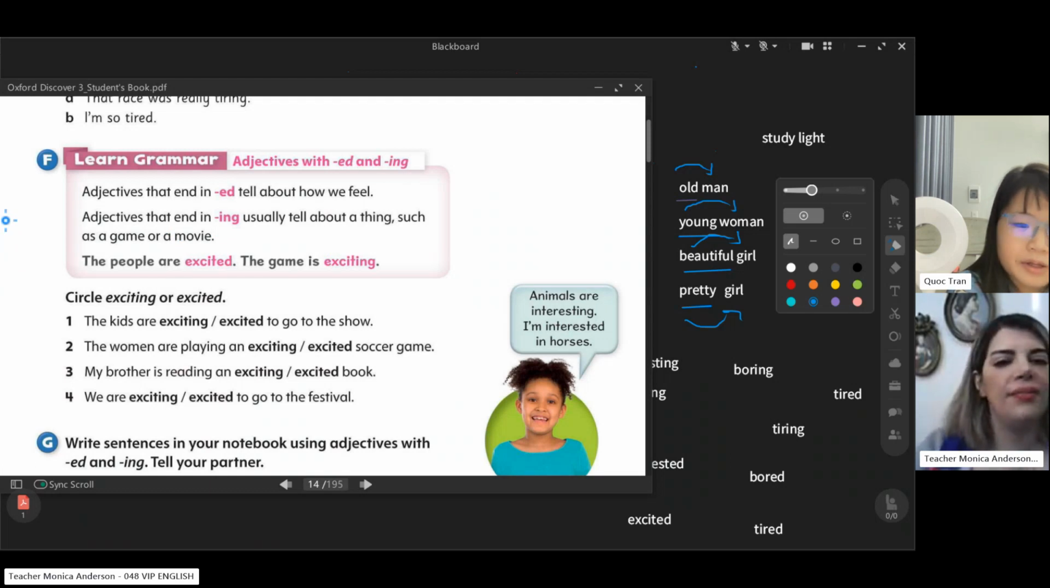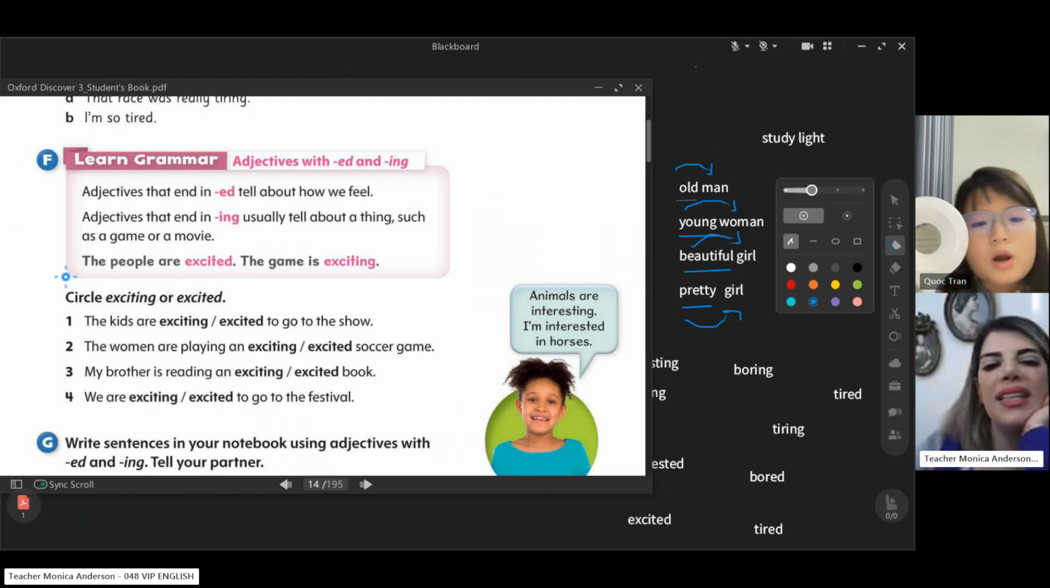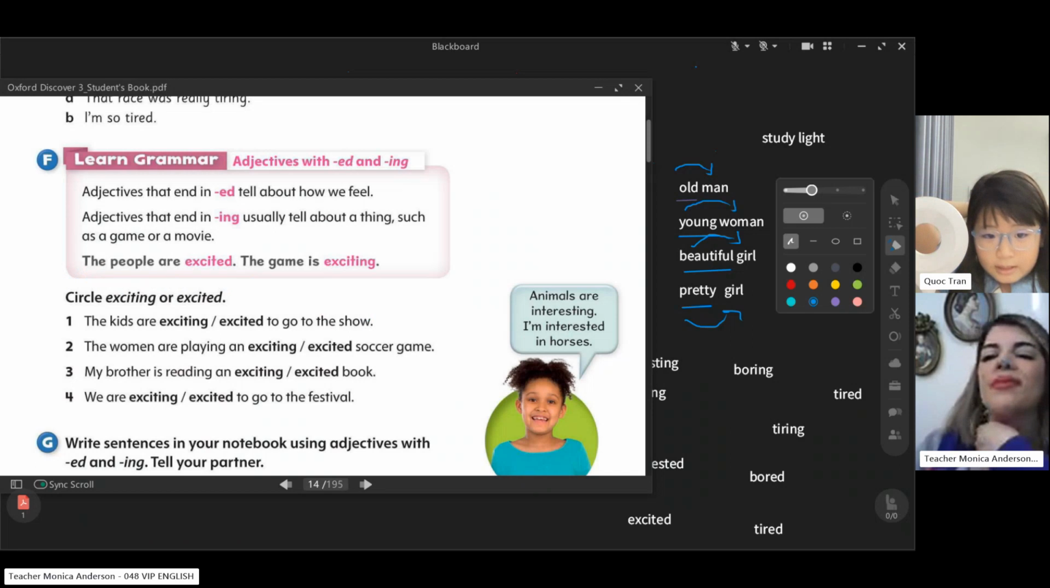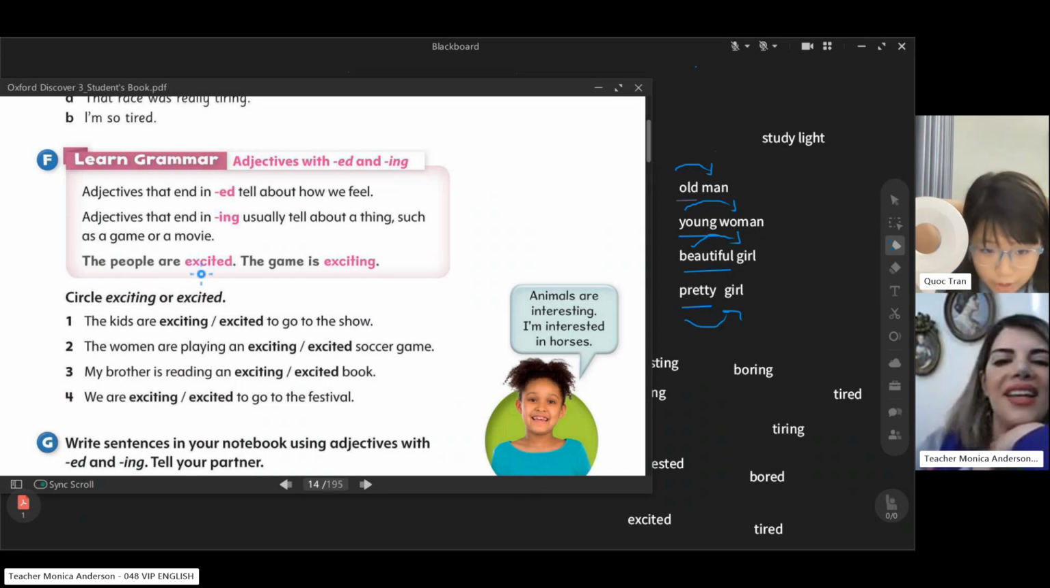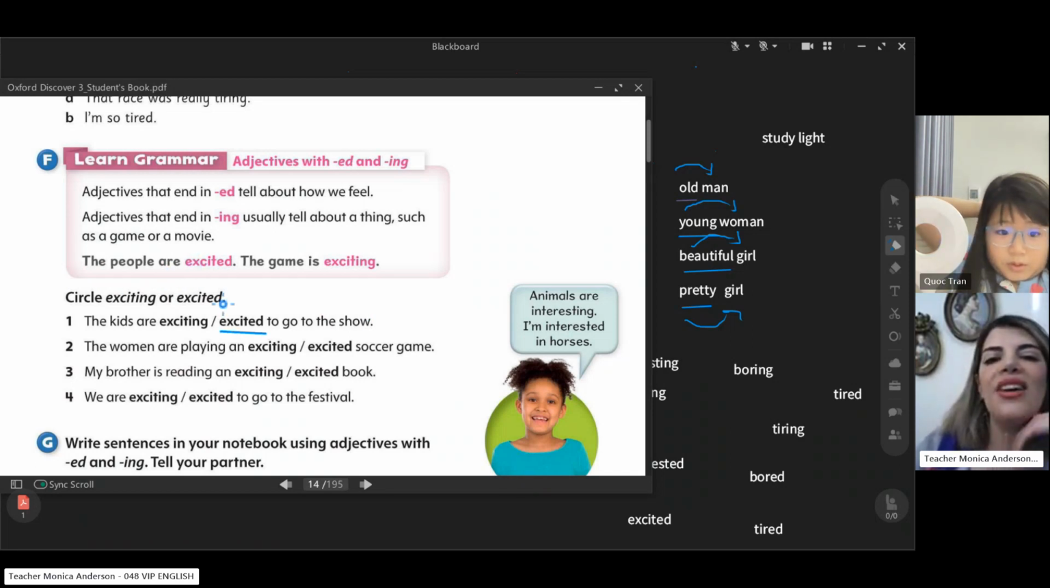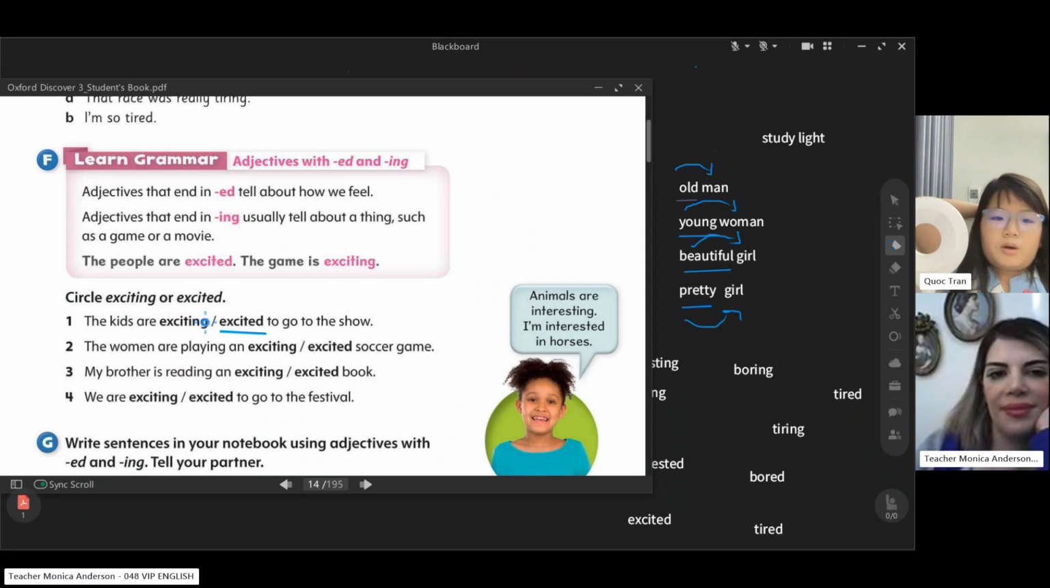Okay, so number one, would you read it, please? The keys are exciting. Excited to go to the show. Very good. Are excited to go to the show. Number two. The women are playing an excited to. Exciting.